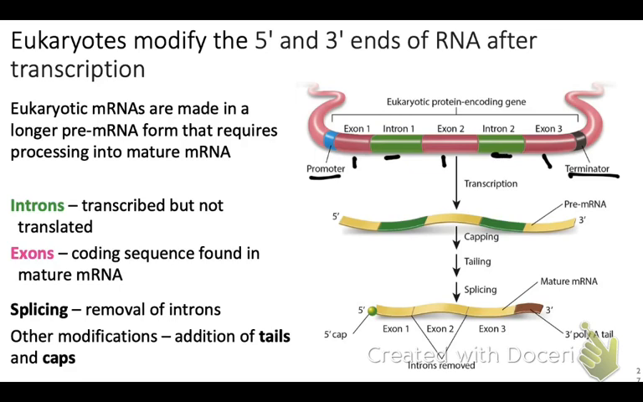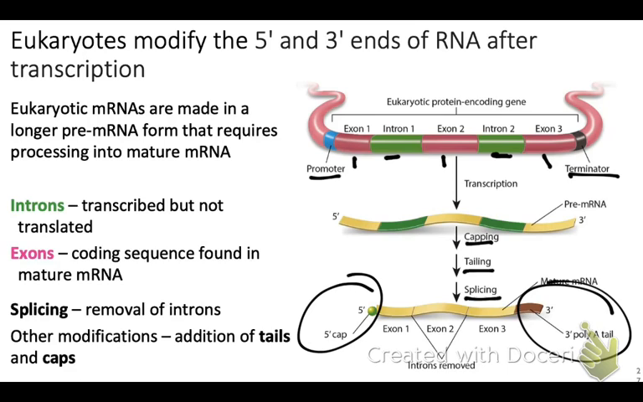And so they actually have to be removed in a process called splicing. Introns are removed, the exons are spliced together, and then there's other modifications like a 5' cap is added and a poly A tail. And these types of things help stabilize the mRNA, and they help signal that it's ready for transport. So it happens in this order: capping and then tailing and then splicing.